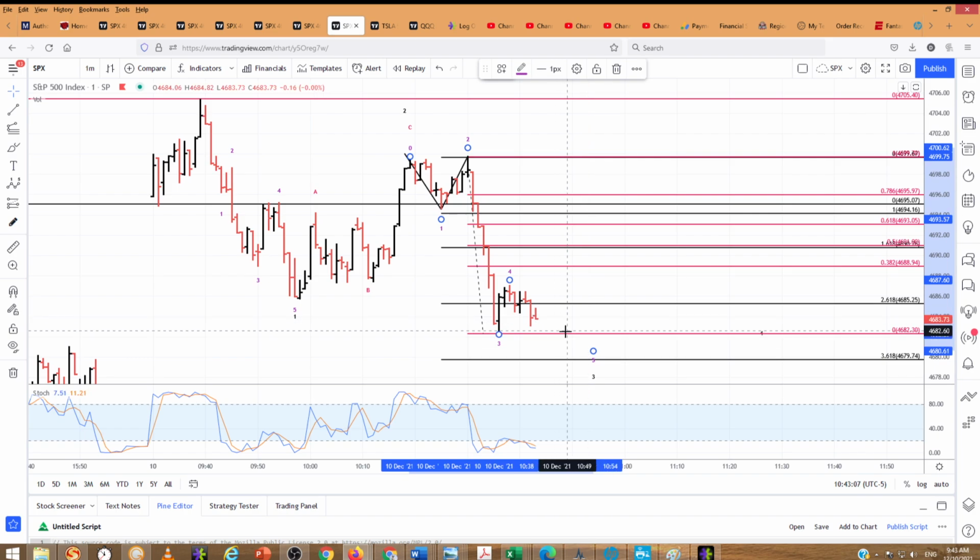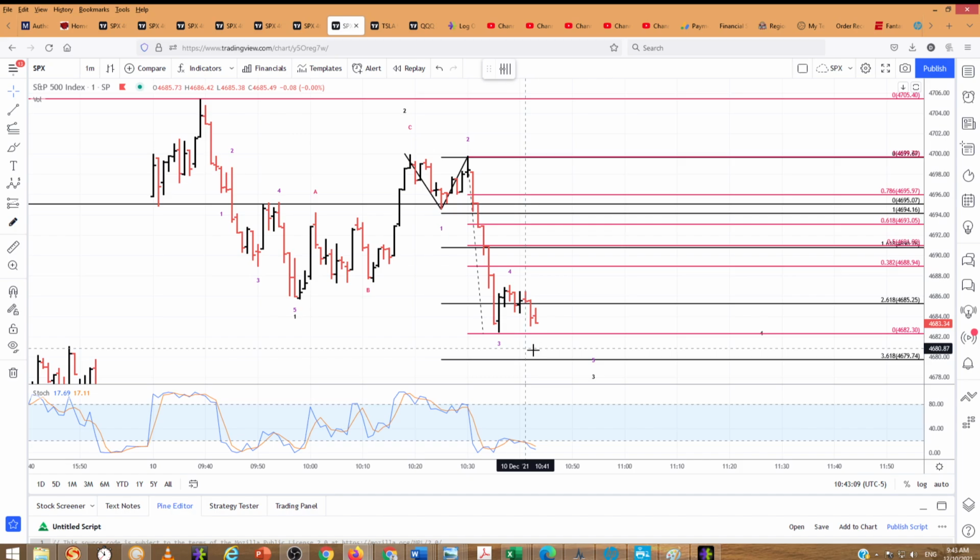Let's see here. That's 82.30. Getting close. We're making money, kids. Fans, we're making money. Let's see if it's going to make a double bottom and be an A up, B down, C up, or if it's just 4. We'll know shortly.